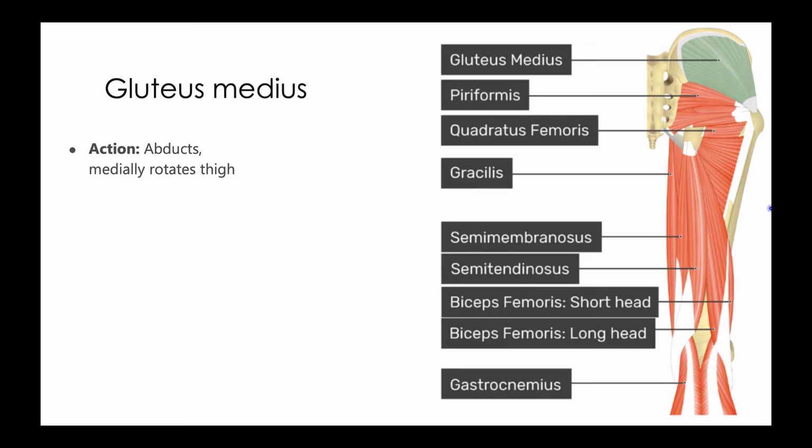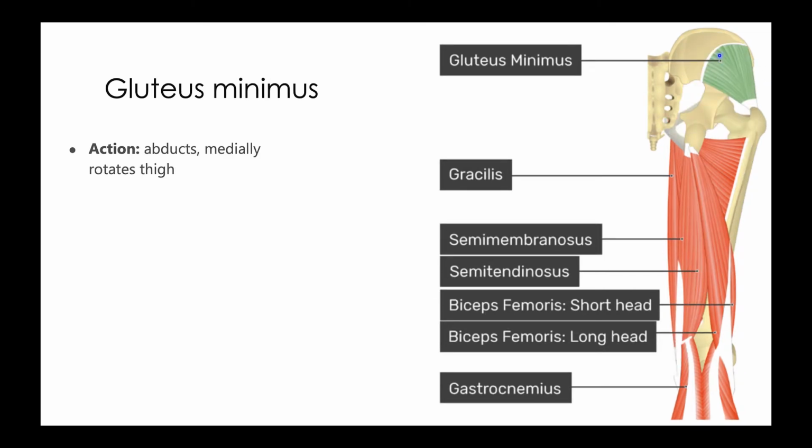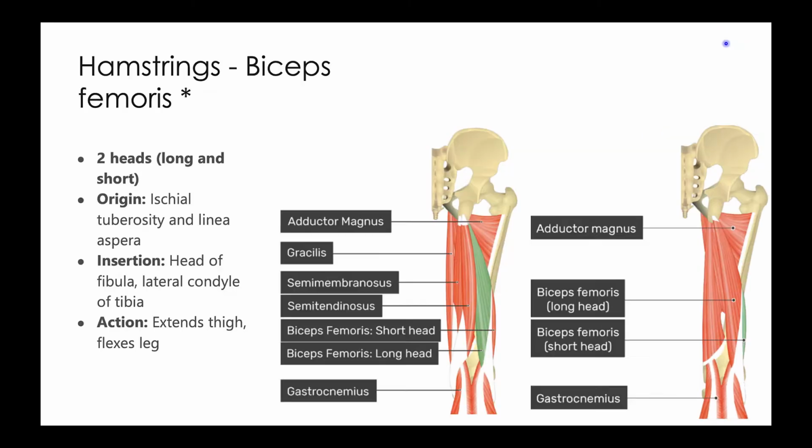If we go deep to the gluteus maximus, we can see our gluteus medius here. This is abducting and medially rotating the thigh. And our gluteus minimus, deep to the medius, also abducts and medially rotates our thigh.